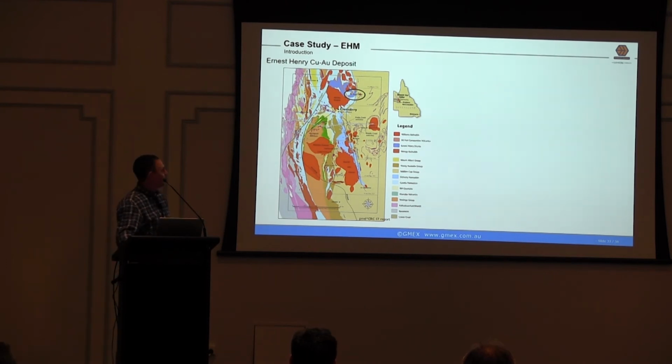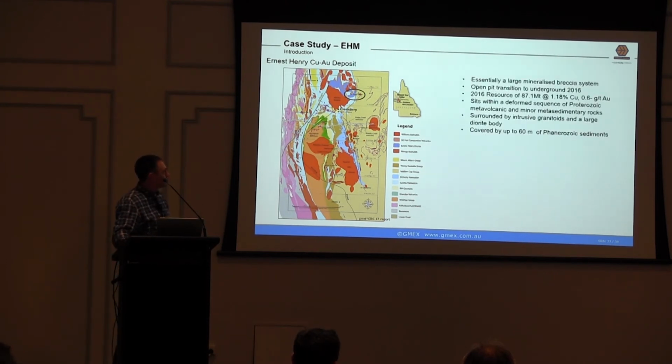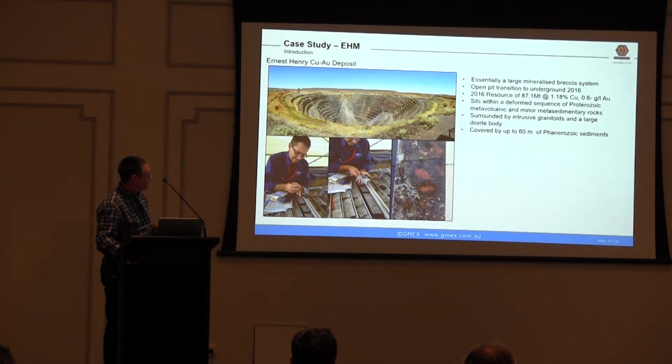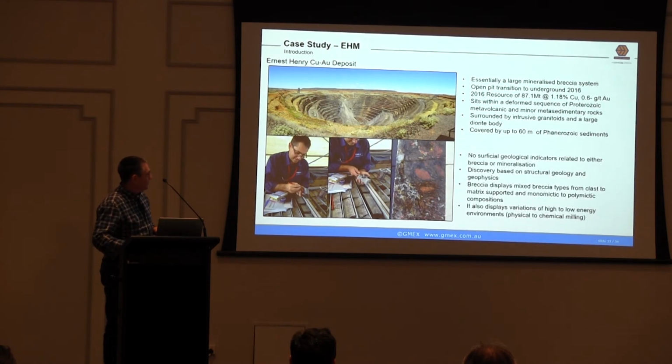I won't go through much of the background here. It's probably been covered quite well. So essentially we've got a large mineralized breccia system. Basically it sits between that deformed sequence of metavolcanics and metasedimentary rocks. We've got a large diorite body, and for the initial discovery, I think there were no real sufficient geological indicators. Basically, a lot of the discovery was based on drilling and structural data, and geophysics was the main avenue for discovery.